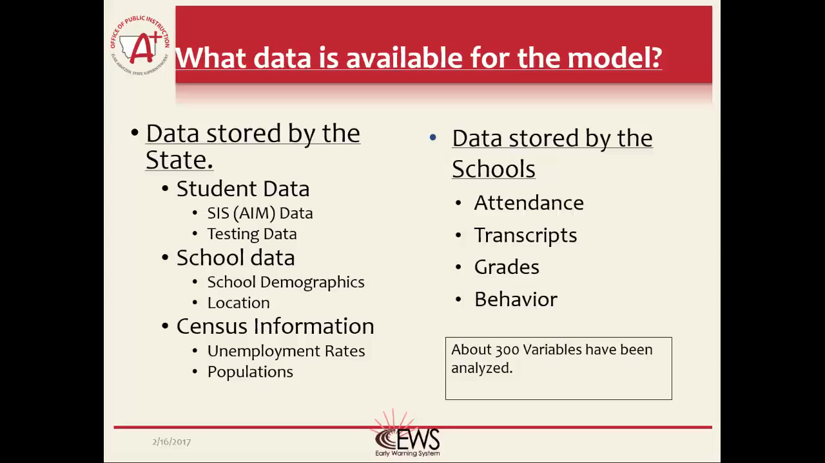The second block of data is data that is collected and stored by the schools. This is data that OPI does not collect on a statewide basis. This data includes daily attendance, grades, and behavior data. Research has shown that some of this data is the most relevant when building an early warning system. So to include this data, the OPI was granted access by several schools throughout the state for the sole purpose of building an early warning system. All total, about 300 variables have been analyzed for inclusion in the early warning system, and that number is always increasing.